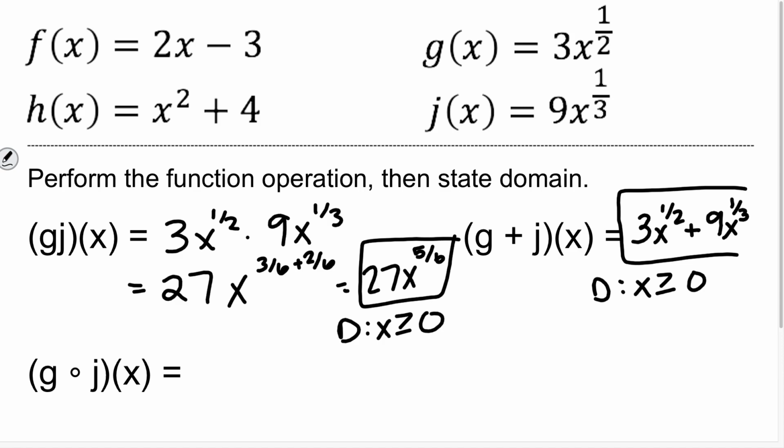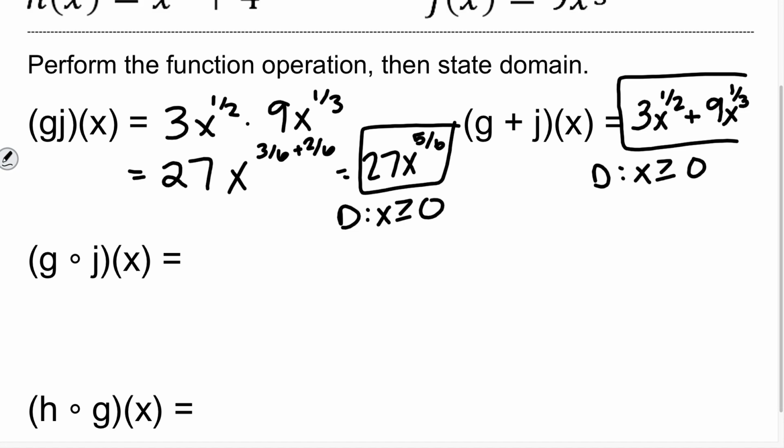All right, and the last one we'll do the composition of g and j. Okay. I'll just do g and j and then we'll call it good. G and j. All right. G was the 3 one. And I'm putting j, 9x to the 1/3, in for that x. So g of x is 3x to the 1/2, but we're replacing x with j, which is 9x to the 1/3.